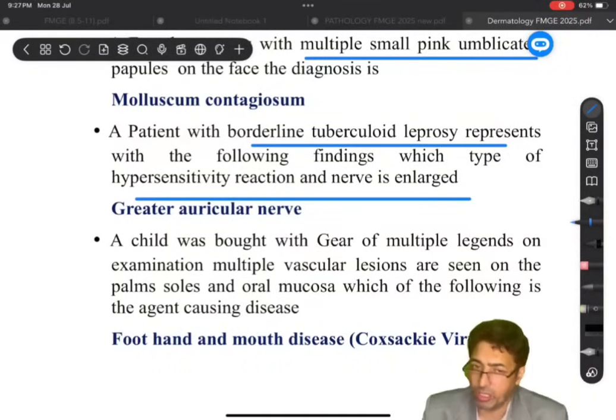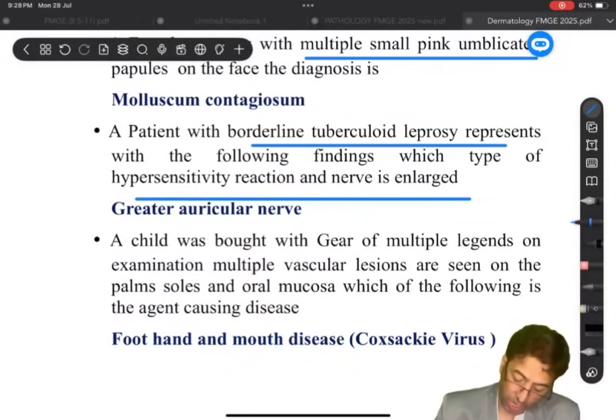So the greater auricular nerve and ulnar nerve can undergo hypertrophy, and they can be felt as thick cords. Normally nerves are not palpable, but this is one classic condition, leprosy, in which the greater auricular nerve and the ulnar nerve may get hypertrophied, and you can palpate these two nerves. Very important. So this is one of the questions which was asked.